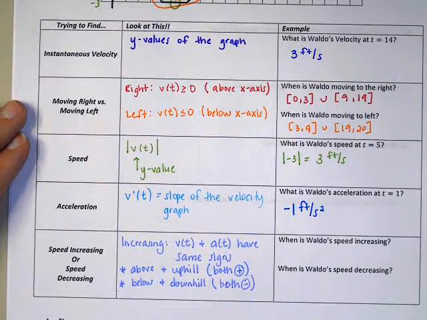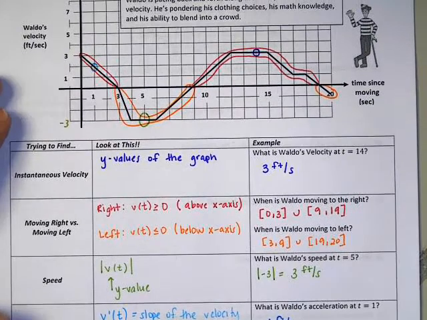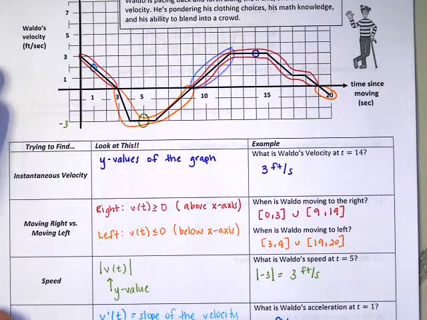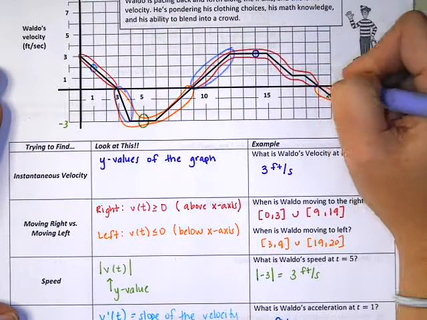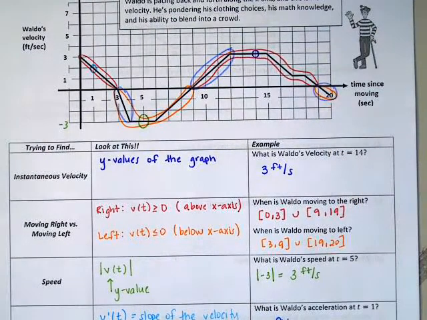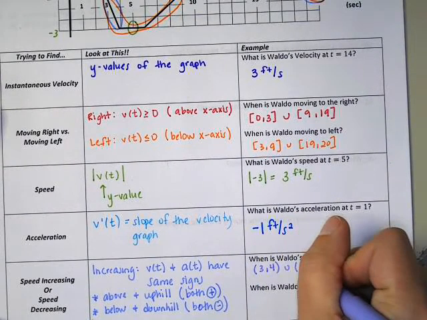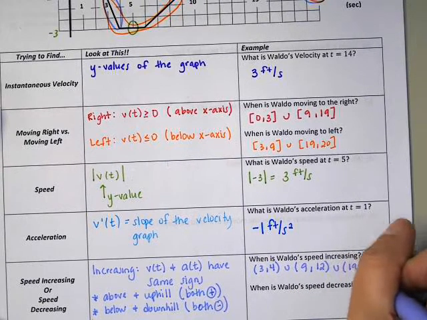So if I look for that, for increasing, above and uphill or below and downhill, I'm above and uphill here, and I'm below and downhill here and here. So I would say my speed is increasing between 3 and 4, between 9 and 12, and between 19 and 20.